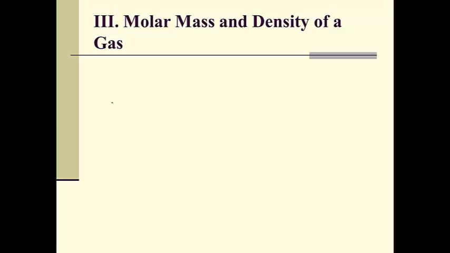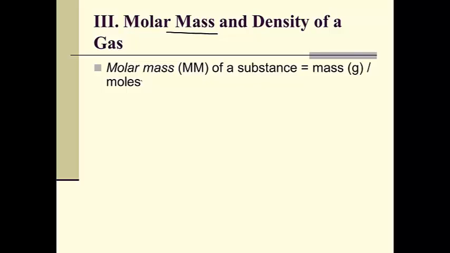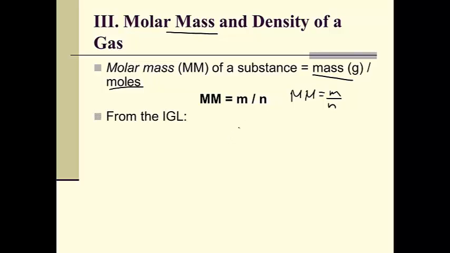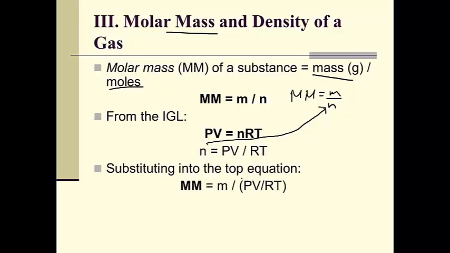Now molar mass and density of a gas. Molar mass, remember, the units are simply mass over moles, or molar mass is equal to m over n. Now, from the ideal gas law, PV equals nRT, if we solve for n, n is equal to PV over RT. Now let's take that and plug it back into that equation. So we get molar mass is equal to m over PV over RT. Now that looks like this.